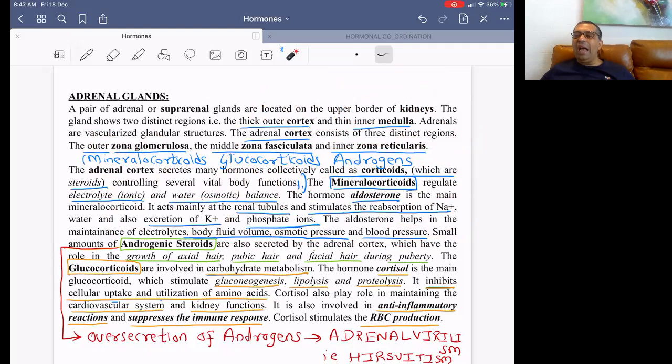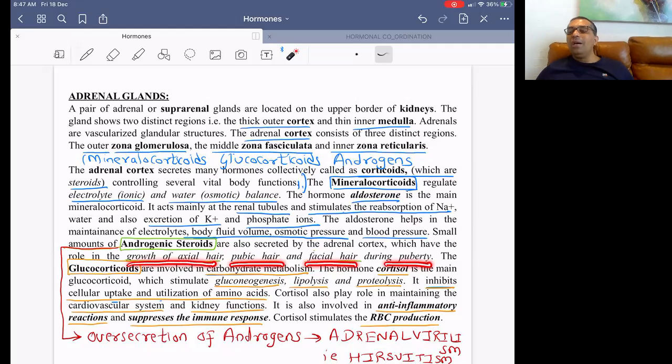And then we have androgenic steroids. Androgenic steroids are also given by adrenal cortex, which have a role in the growth of axial hair, pubic hair, and facial hair during puberty. So, androgenic steroids are given out by your zona reticularis, and they help in growth of facial hair in girls.